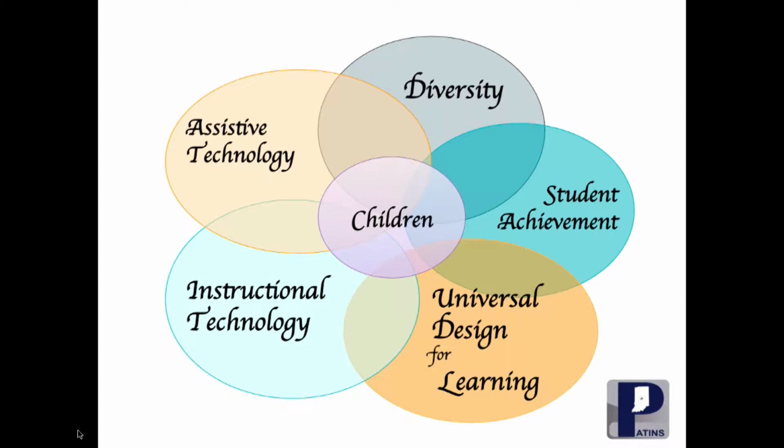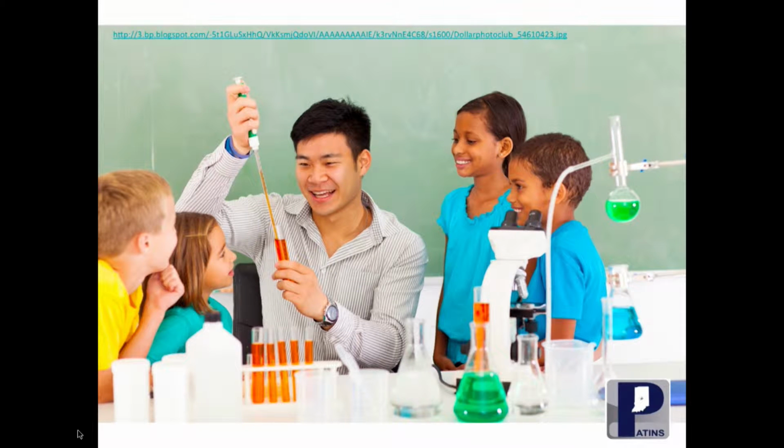Assistive technology is one way for special needs students. Instructional technology is available for all students. And then there's universal design for learning, which is a way of designing curriculum to meet the needs of all students. And these are supposedly actively engaged students with a happy teacher doing a science project.